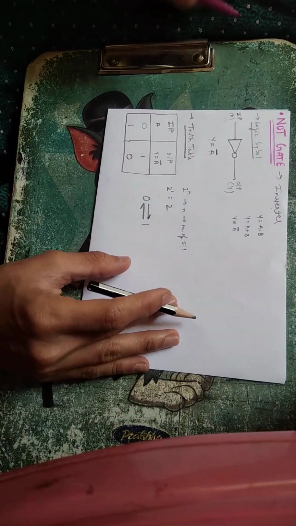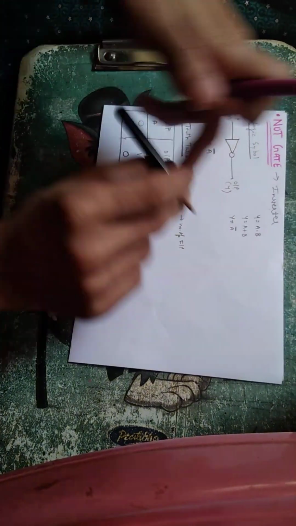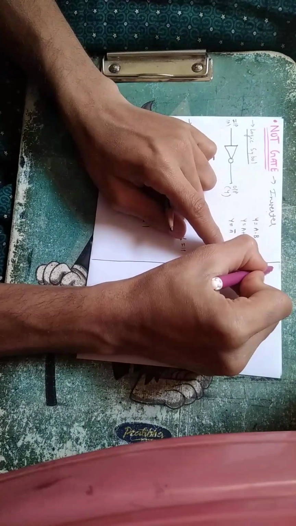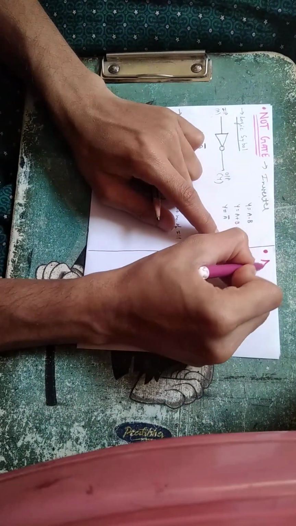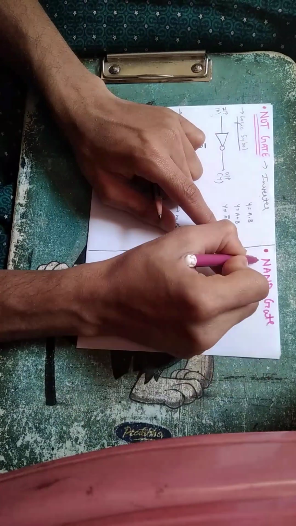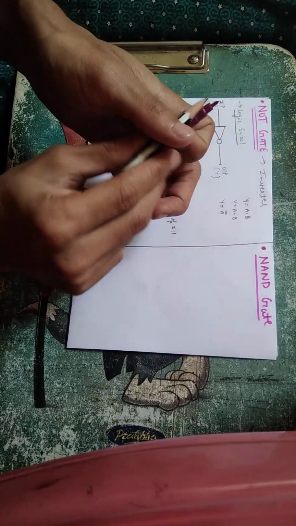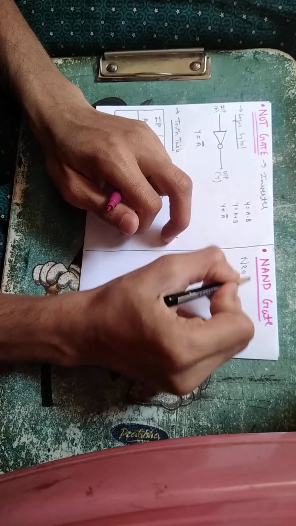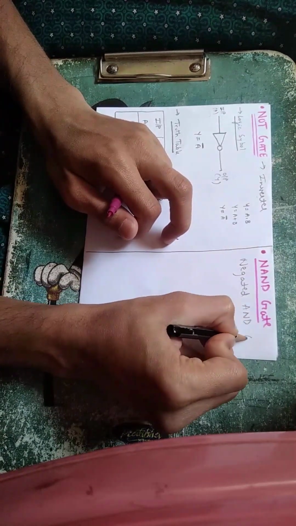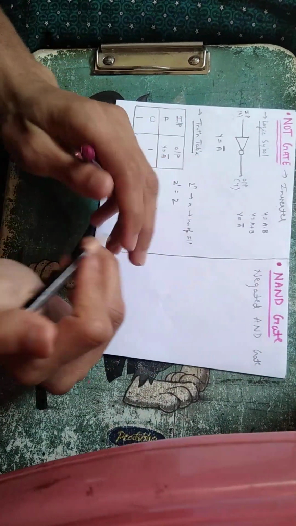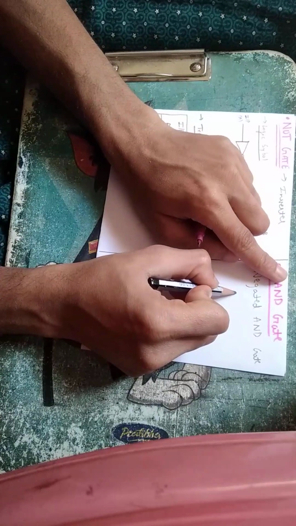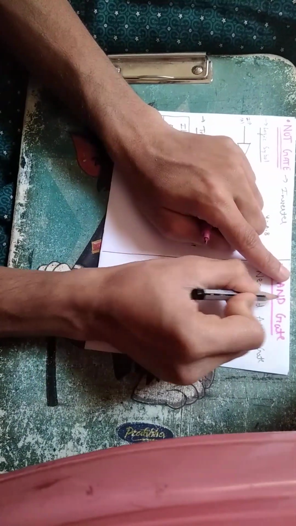So now let us continue with the NAND gate. See, NAND is nothing but a negated AND gate. Negated means, see, the AND symbol. What is the symbol of AND? It's like a D.